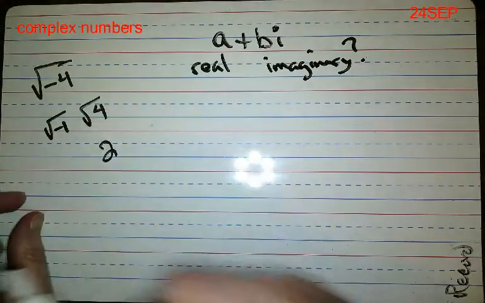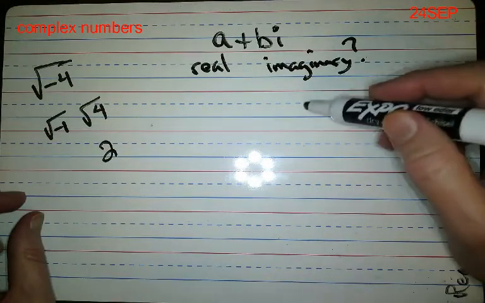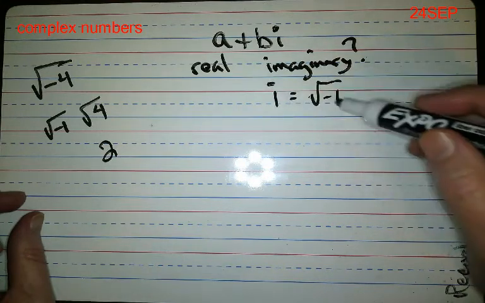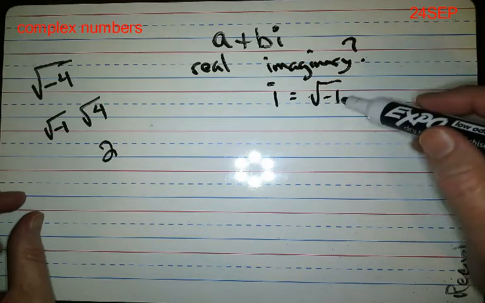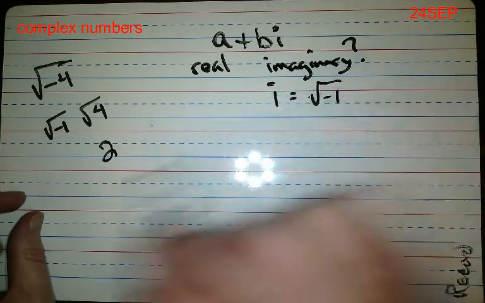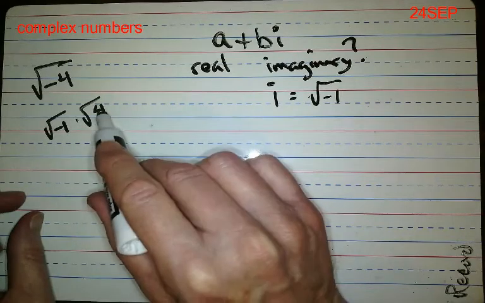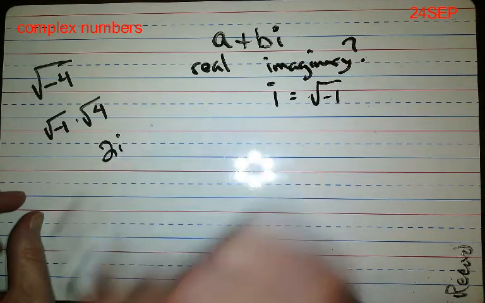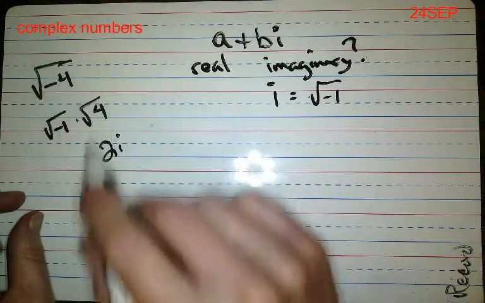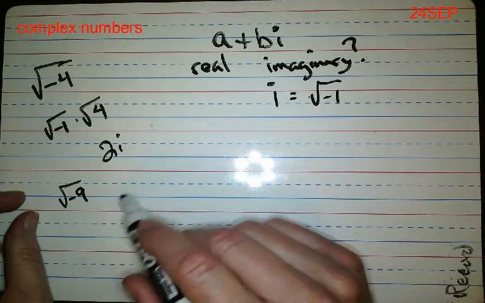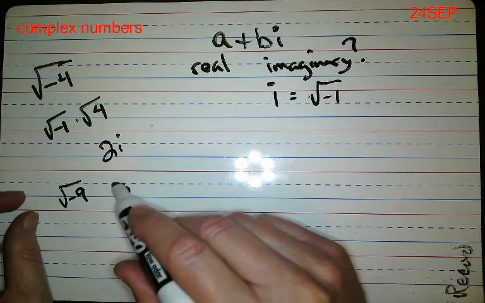And then we just have to define imaginary numbers as the answer to the square root of -1. So the square root of -1 is i. That's the answer. So if this is the square root of 4 times this, well, then this is just 2i. Right? Yay! So the square root of -9 would be 3i.